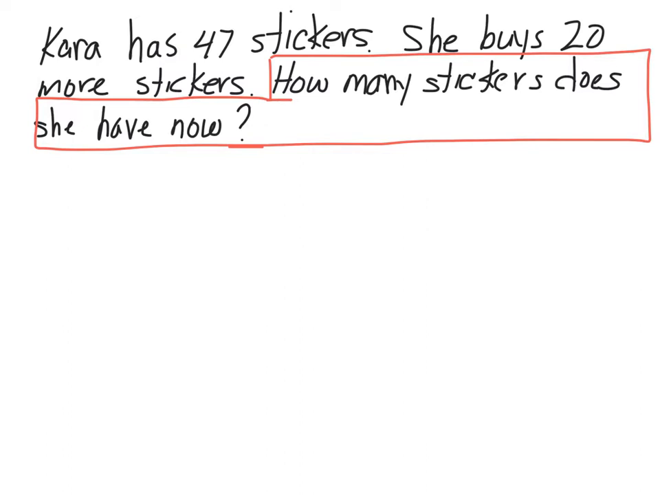So we need to figure out how many stickers Kara has. And what information can we use in this word problem? Well, let's go back and reread. It states that Kara has 47 stickers. And then she buys 20 more stickers. We could definitely use that information. Let's draw a quick picture to model this problem. So, going back to the word problem, it states that Kara has 47 stickers. So let's go ahead and draw a quick picture to model 47.